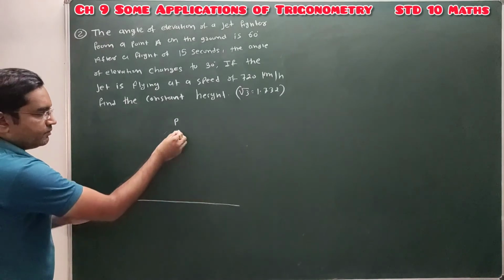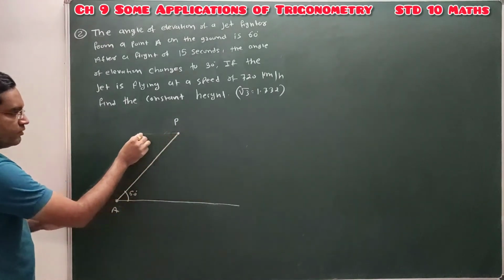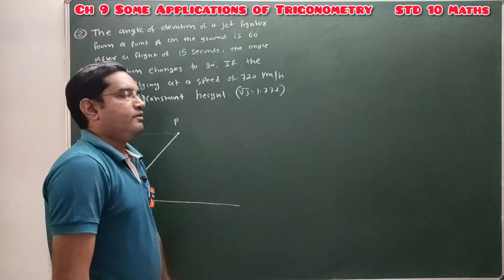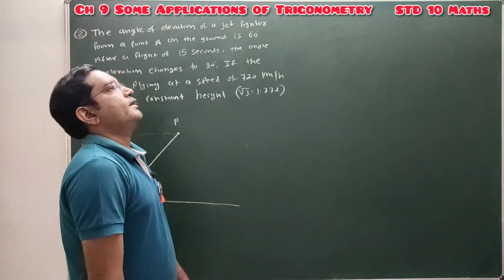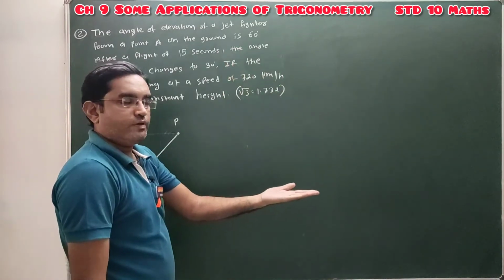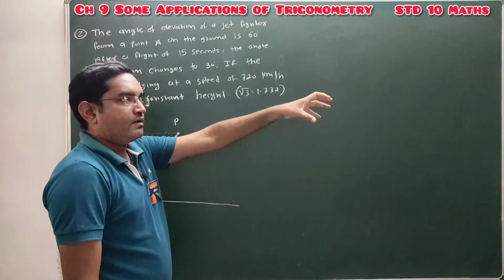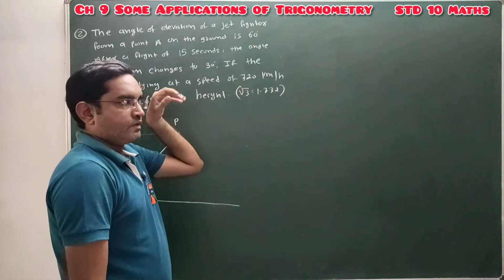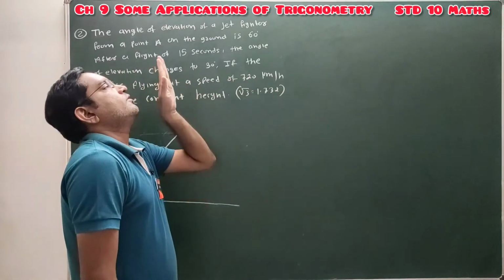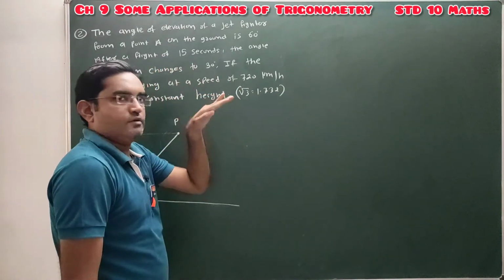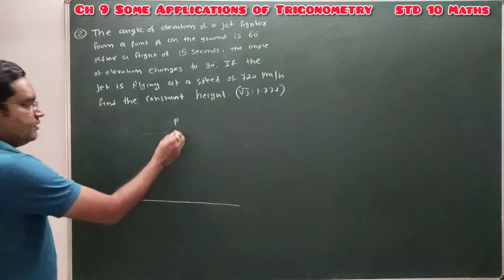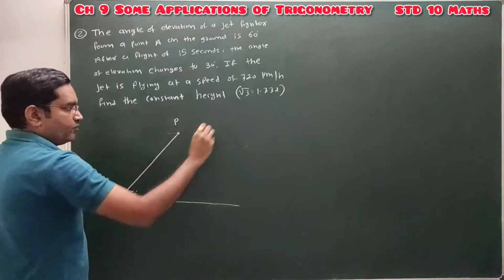Second case, if the fighter plane is moving towards the observer, the angle of elevation will increase, okay? Then what happens, the observer has to look up like this. If the fighter plane is coming towards the observer, the angle of elevation will increase. If the fighter plane is moving away from the observer, the angle of elevation will decrease. So here, for this second case, the angle of elevation is decreased. That means this plane is moving away from the observer.